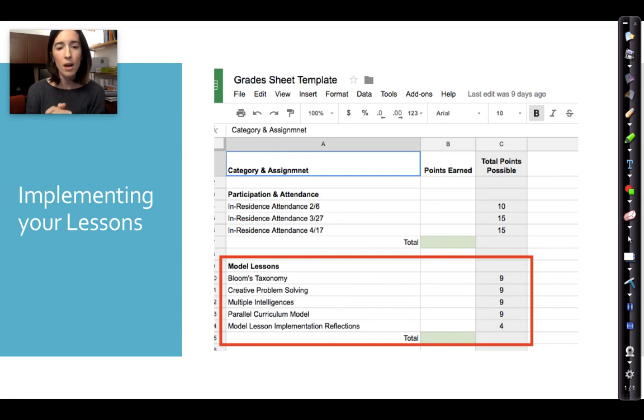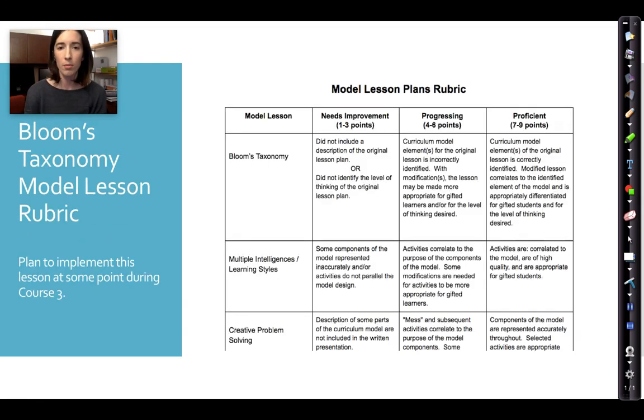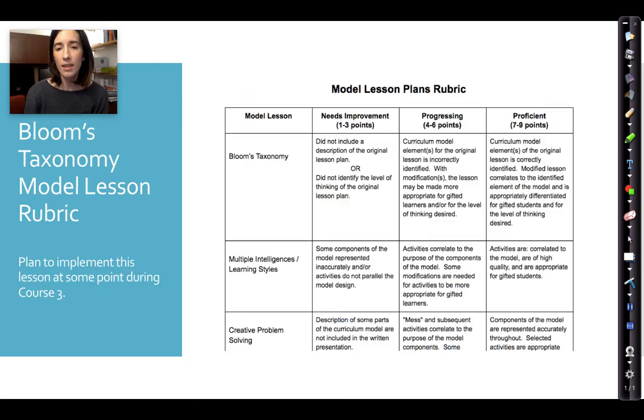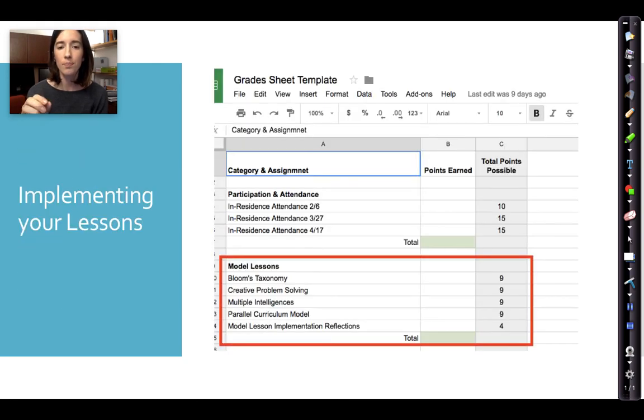So those model lesson implementation reflections are going to be due in Module 9. So you've got several weeks. So I think whenever you're deciding on what lesson you want to adapt for this Bloom's taxonomy lesson, that it's a lesson that's in the near future, hopefully within Course 3 dates, which our last resident session is April 17th, which means April 11th is Module 9, which is when they'll be due. So some lesson before April 10th. April 10th. I can subtract. 17 minus 7 is 10, so before April 10th.